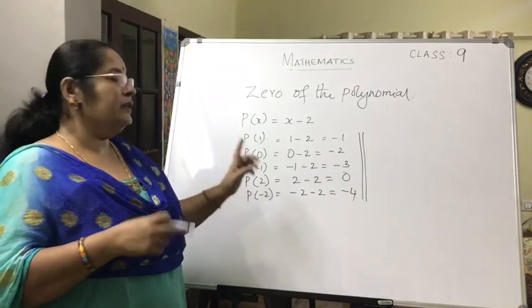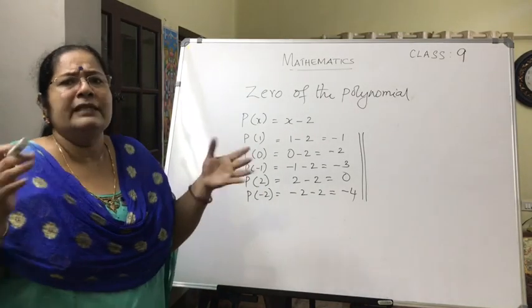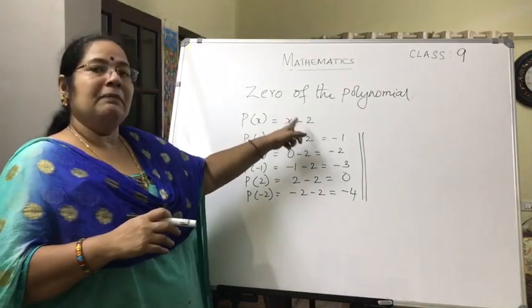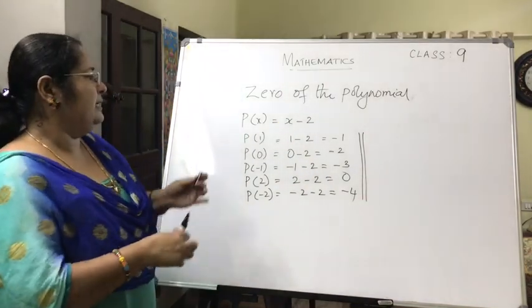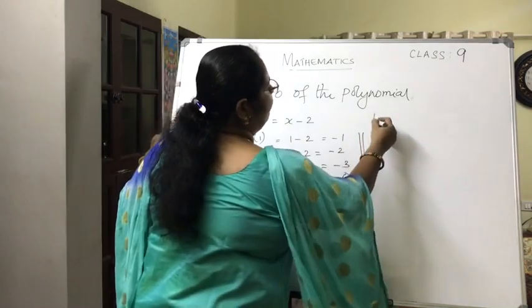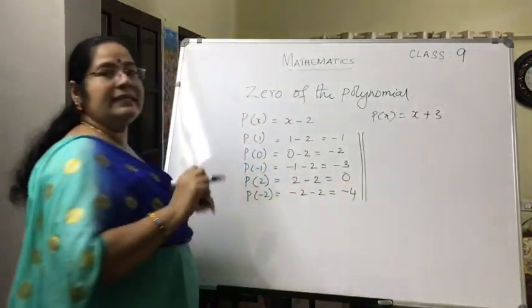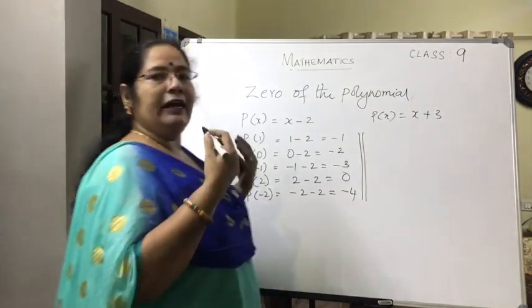See, this 2 is not the 0 for all polynomials, for any polynomial given. It is a 0 of which polynomial? X minus 2. Supposing I take one more example. Say p of x equals x plus 3. Let us take x plus 3. Let us assign values for x.